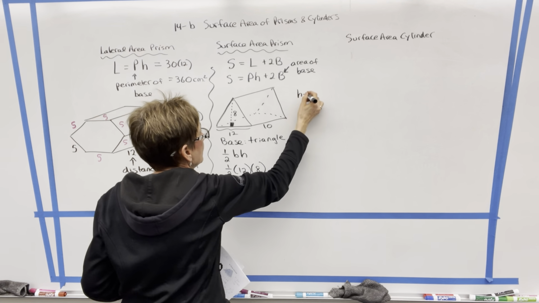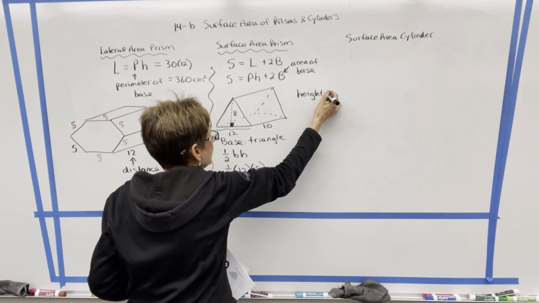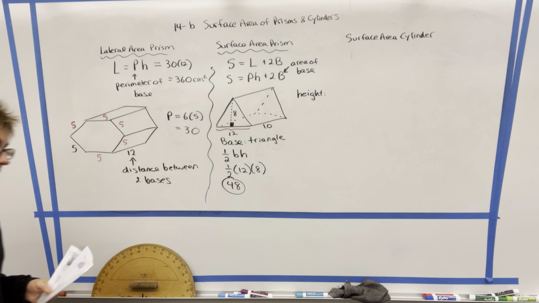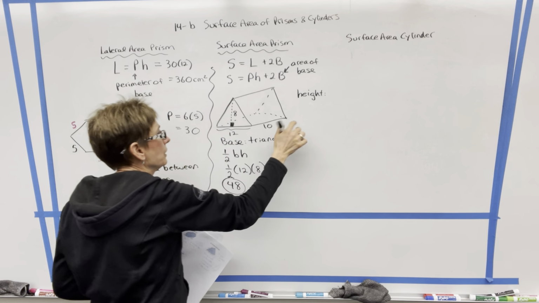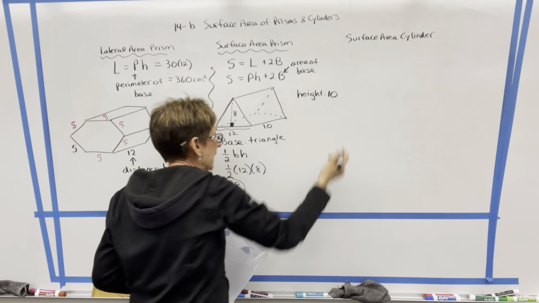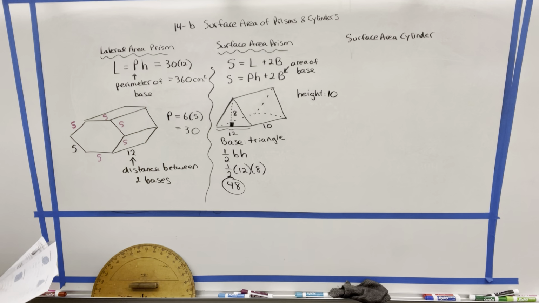So the height of the prism. See if you can tell which number is the height. Height, remember, means the distance between the two bases. In this case, the bases are triangles. What number would the height be on this figure? If you said 10, you're correct. The height of this prism is 10 because it is the distance between the two bases.